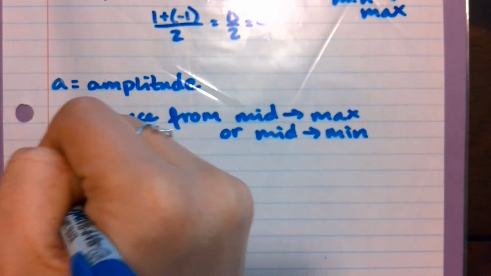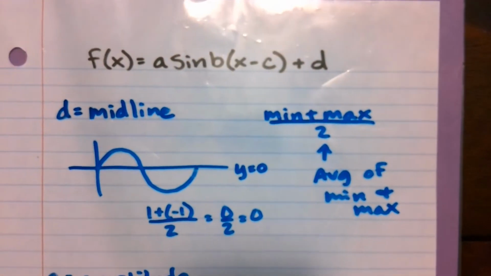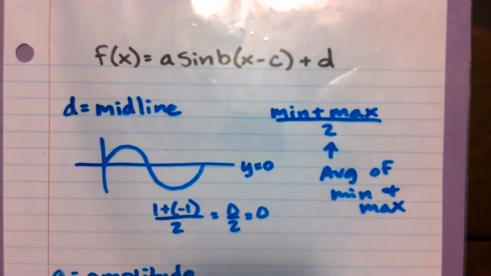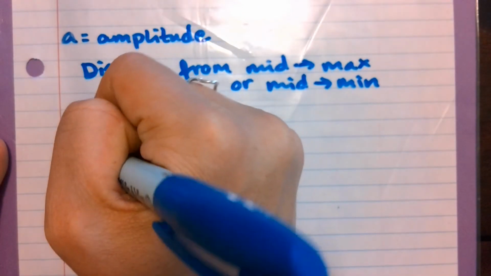Then we've got our C value, which we should recognize, since it's with the x, as our horizontal shift, and it is going to do the opposite of what we would think, just like normal.